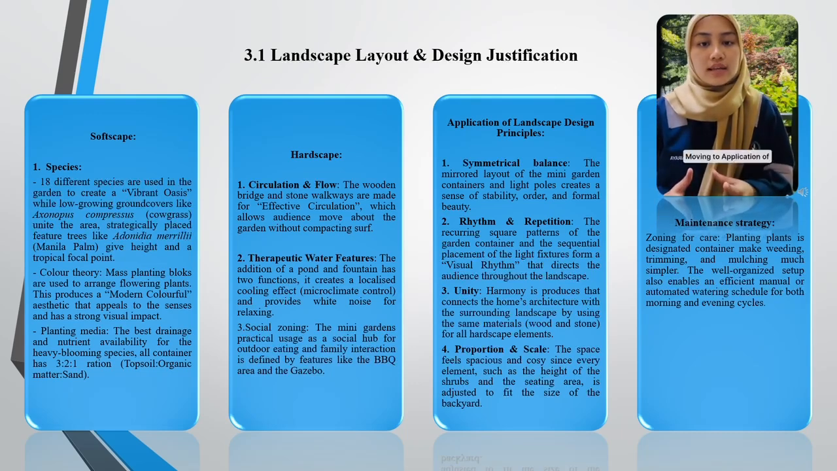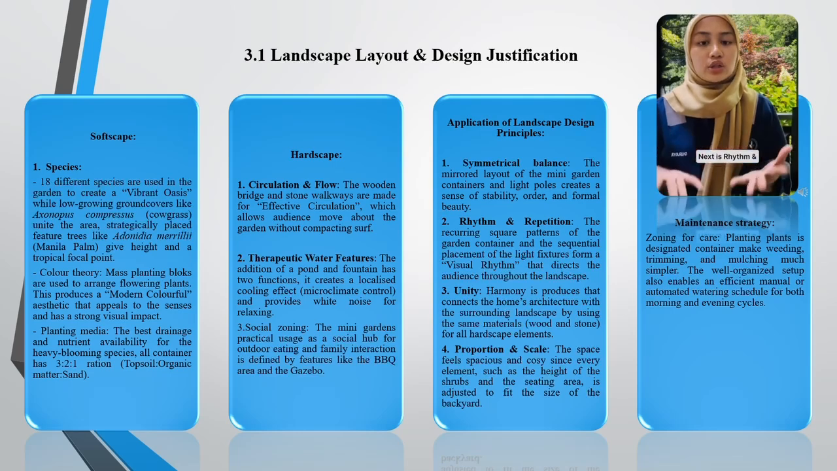Moving to the application of landscape design principles, symmetrical balance. The mirror layout of the garden containers and light posts creates a sense of stability, order, and formal beauty. Next is rhythm and repetition. The recurring square patterns of the containers and sequential light features form a visual rhythm that directs visitors through the landscape. Next is unity and scale. Harmony is produced by connecting the home architecture with the landscape using consistent materials like wood and stone. The space feels both spacious and cozy because every element, from the shrubs to the sitting area, is adjusted to the proportion and scale of the backyard.